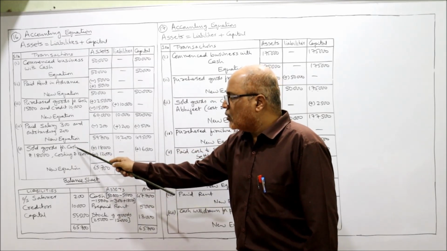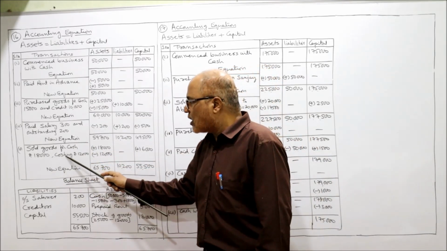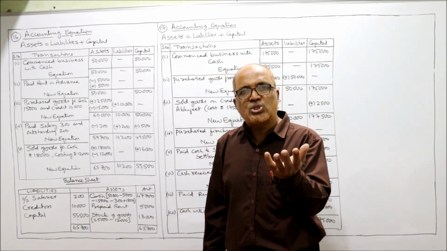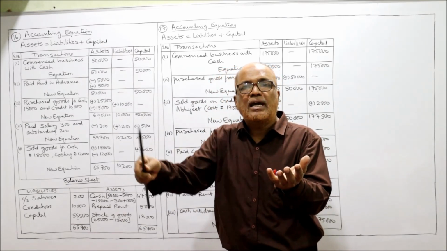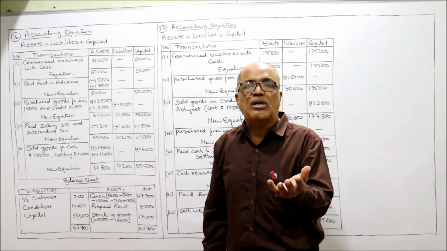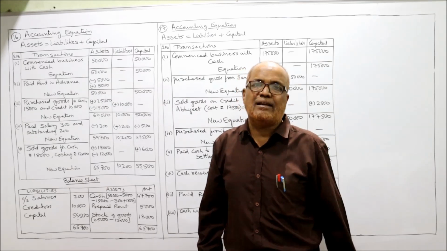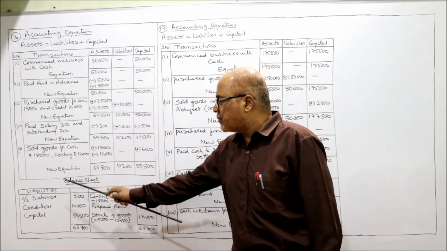Last one is sold goods for cash 18,000, costing rupees 12,000. The cost of the goods is 12,000, but we sold it for rupees 18,000. That means 18,000 minus 12,000, 6,000 rupees profit on sale.